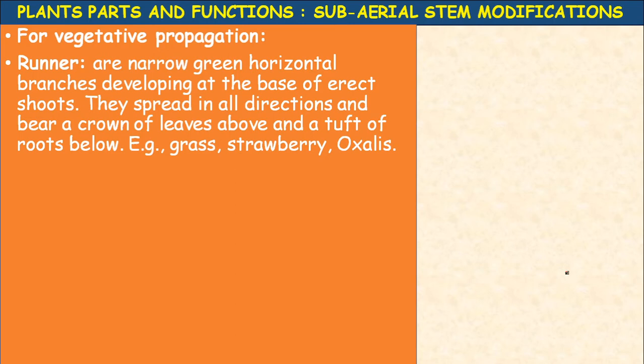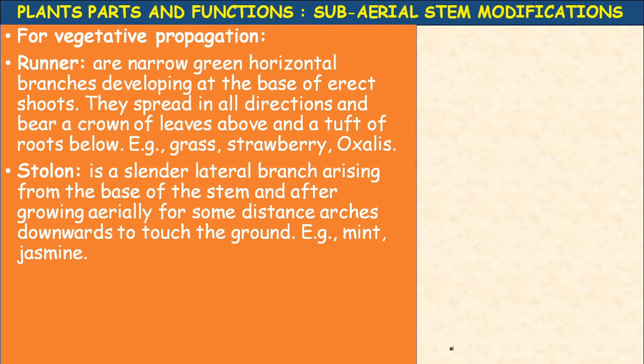Example, grass, strawberry, oxalis. You can see these runners are green, above ground horizontal branches which develop at the bases of the erect shoots, which are called crowns. Example, oxalis, grass, strawberry. Next, stolon. What are the examples of runners? Grass, strawberry, oxalis. Then stolon.